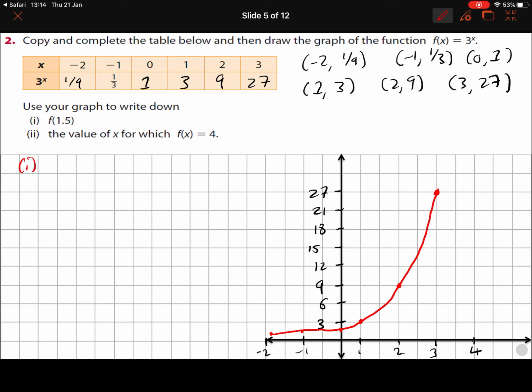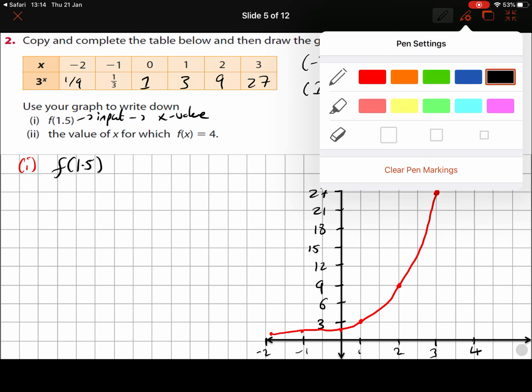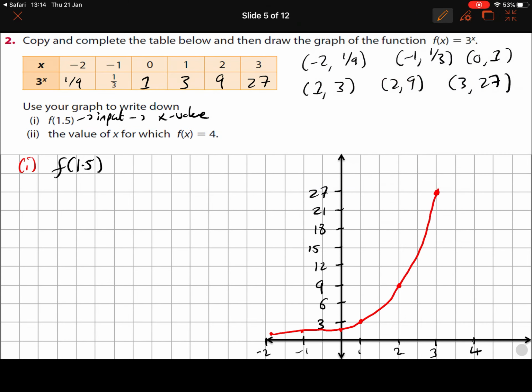Let's answer the question then. So use your graph to find f of 1.5. So that's an input, so an x value. So you're going to your x-axis here for this one, and you're going to 1.5. So go up from 1.5 and go across, and when you read off your value here, you're going to get roughly about 5.2. There it is. Okay, so again, read off your graph, so 5.2.